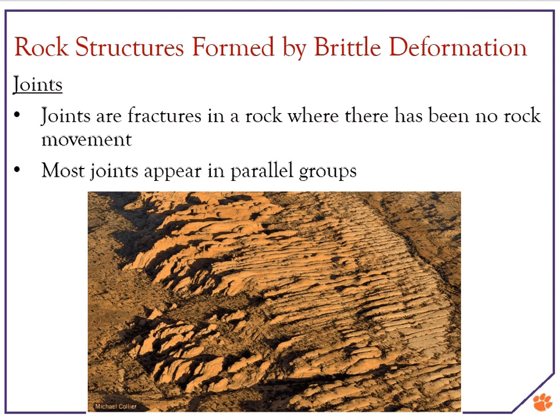There is another type of rock structure formed by brittle deformation, which is called joints. In this case, the rock gets fractured, but there won't be any movement. And most joints will appear in parallel groups, as we see in this picture.